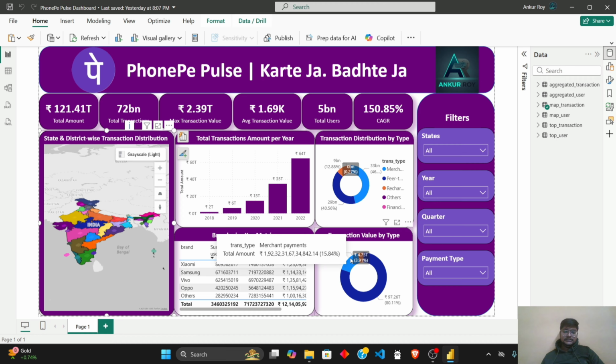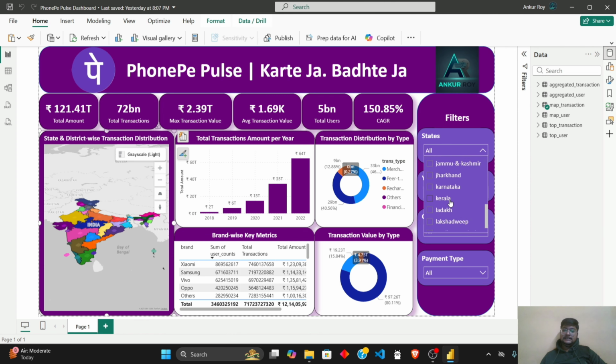Lastly, we have the donut chart that shows the value-wise contribution of transaction type. Even though some categories have fewer transactions, their monetary value contribution may be significant. For example, merchant payments have high transaction value, whereas recharge may have a high volume but lower value. On the right we have the filters like state, year, quarter and payment type. These filters make the dashboard completely interactive and allow users to explore insights at a granular level.